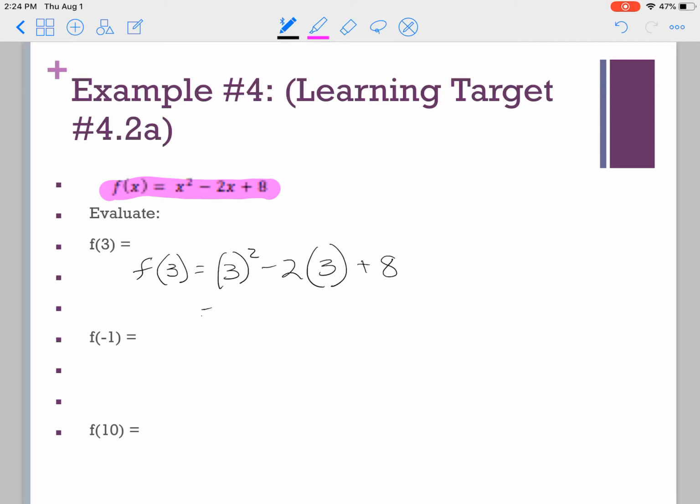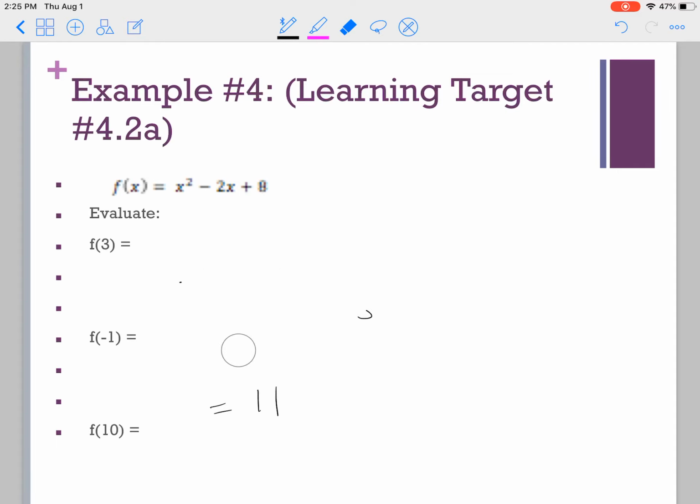So order of operations, 3 squared is 9, 2 times 3 is 6, and then we add and or subtract from left to right. So 9 minus 6 is 3, and 3 plus 8 is 11. So f of 3 is 11. All right, let's repeat that. Let's do one more. It's a middle example. Actually, we're going to do 2 more.